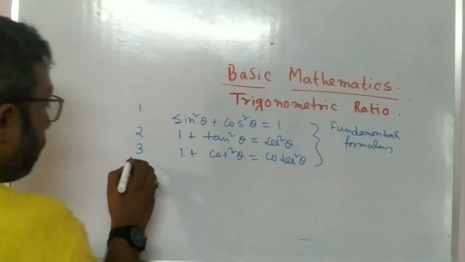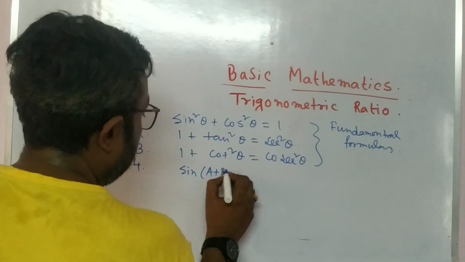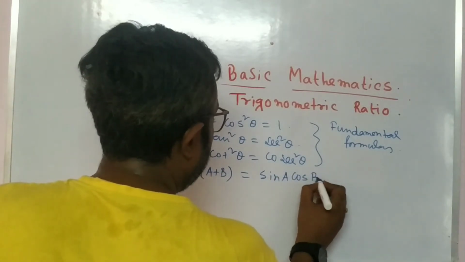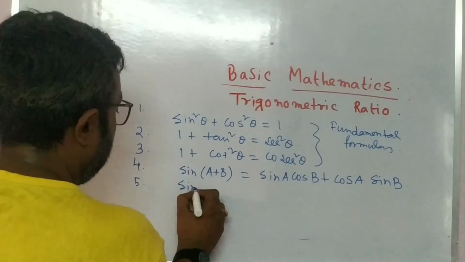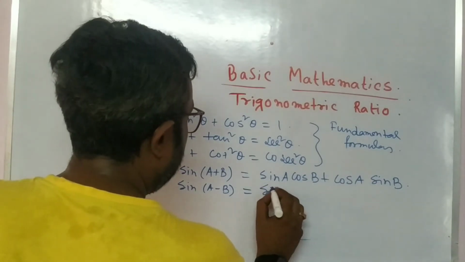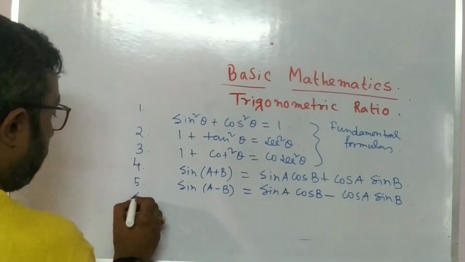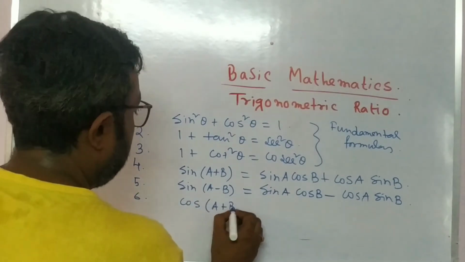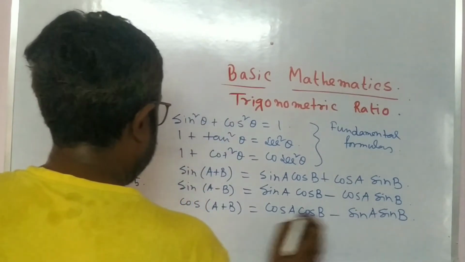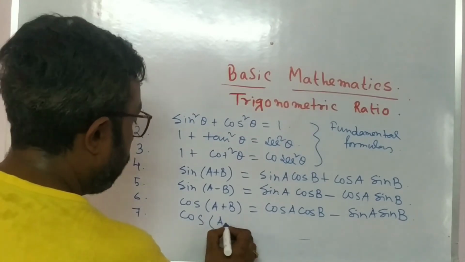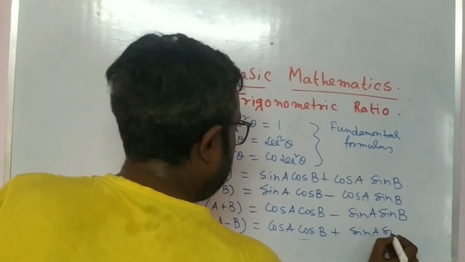Okay, and the next you will learn in this class, sin A plus B. So it is sin A cos B plus cos A sin B. Okay, and the fifth is sin A minus B. It is sin A cos B minus cos A sin B. And the sixth number is cos A plus B. So it is cos A cos B minus sin A sin B. And the next one is cos A minus B. So it is cos A cos B plus sin A sin B.